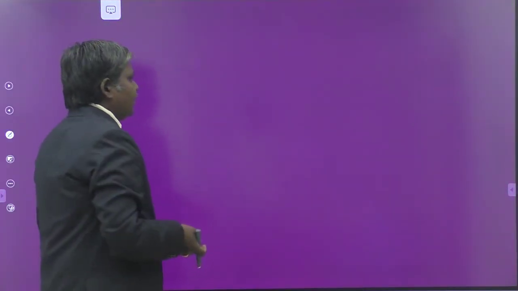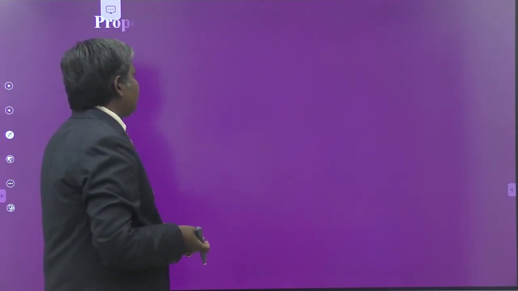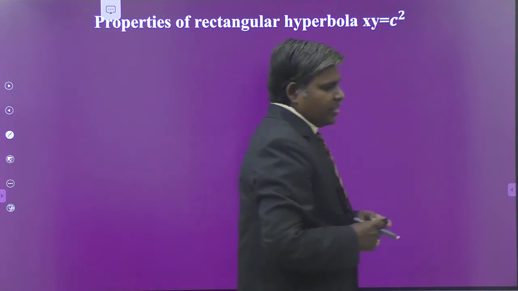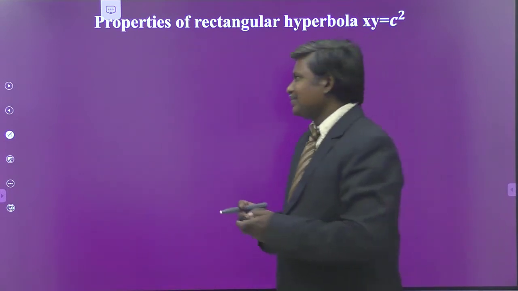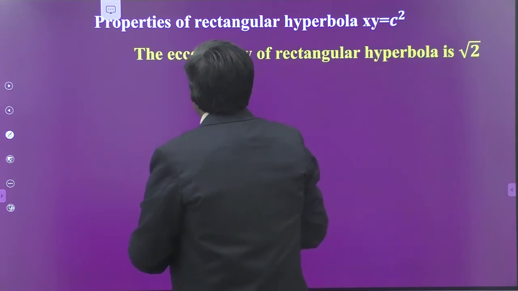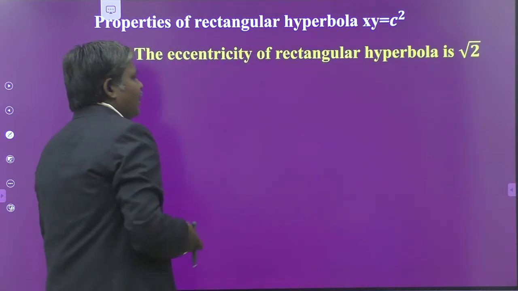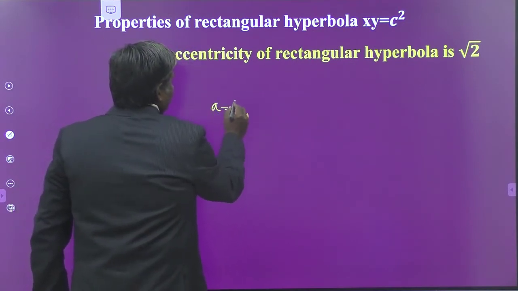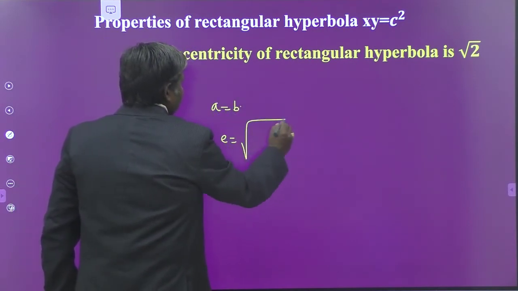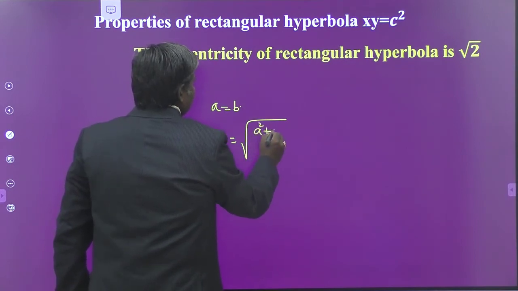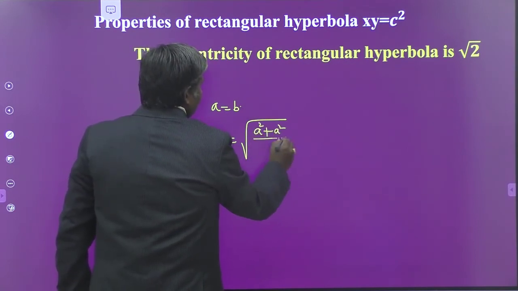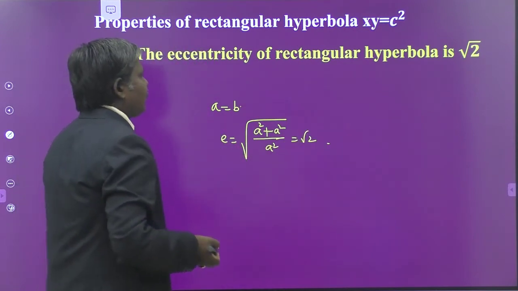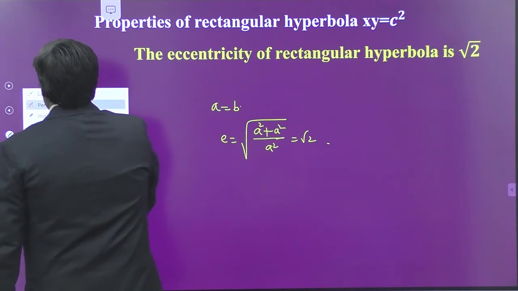So these are very interesting properties. Listen carefully, my dears. Properties of the rectangular hyperbola xy is equal to c square. Now, the eccentricity of the rectangular hyperbola is root 2. Already we proved, because a is equal to b here. Therefore, eccentricity e is equal to root of a square plus b square by a square, that is nothing but root 2. So the eccentricity of the rectangular hyperbola is root 2.